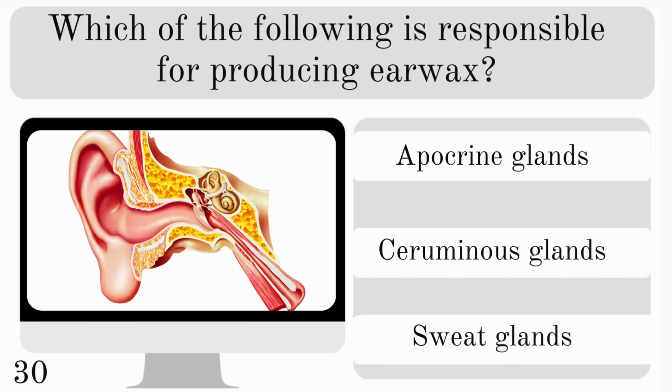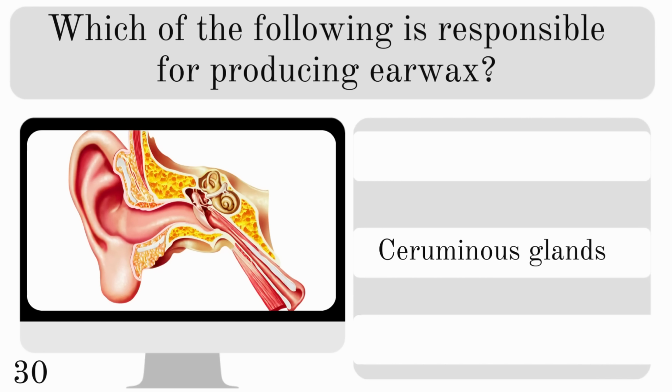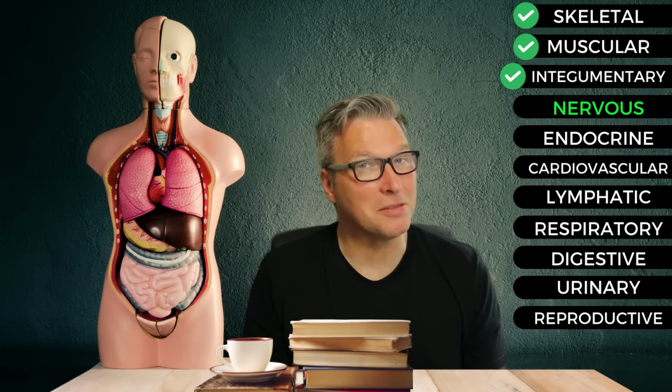Which of the following is responsible for producing earwax? Is it apocrine, ceruminous, or sweat glands? And the correct answer, ceruminous glands. Now don't get nervous about these next questions, it is the nervous system.